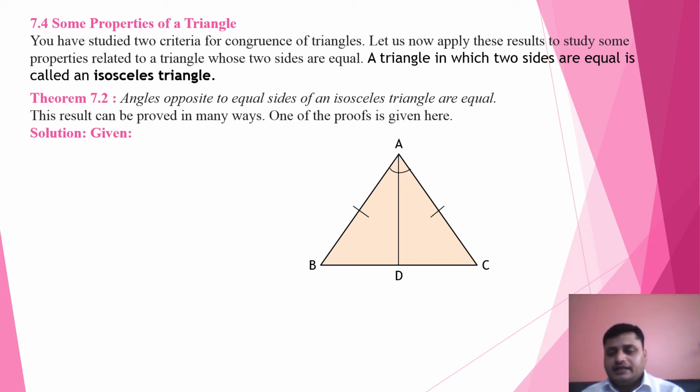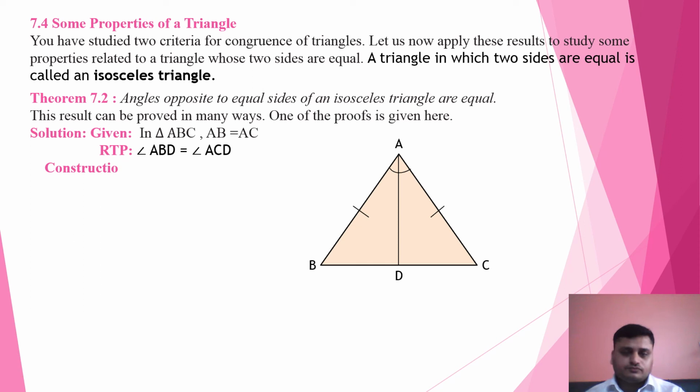First of all, we will write given. In given we will write in triangle ABC, AB is equal to AC because it is an isosceles triangle. RTP, we will write angle ABD is equal to angle ACD because angles opposite to equal sides are equal. Construction: draw AD which bisects angle A.